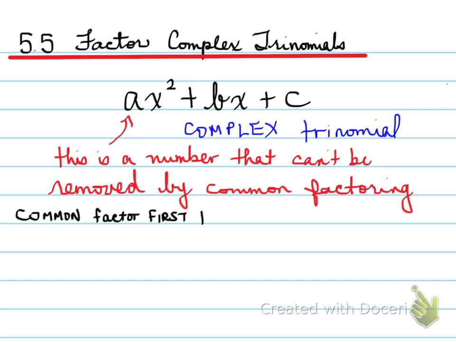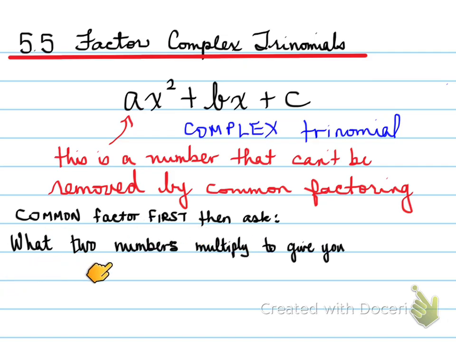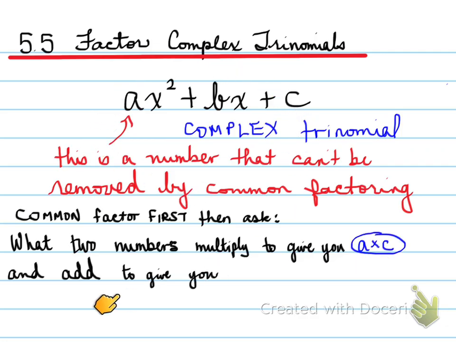In any type of factoring you do, you must always attempt to do common factoring first. Then you have to ask yourself, what two numbers multiply to give you a times c, and add to give you b, being the middle term. So a times c is the product and b is the sum. Again, this is for a complex trinomial. First thing you do is common factor. Then ask yourself what two numbers multiply to give you a times c and add to give you b.